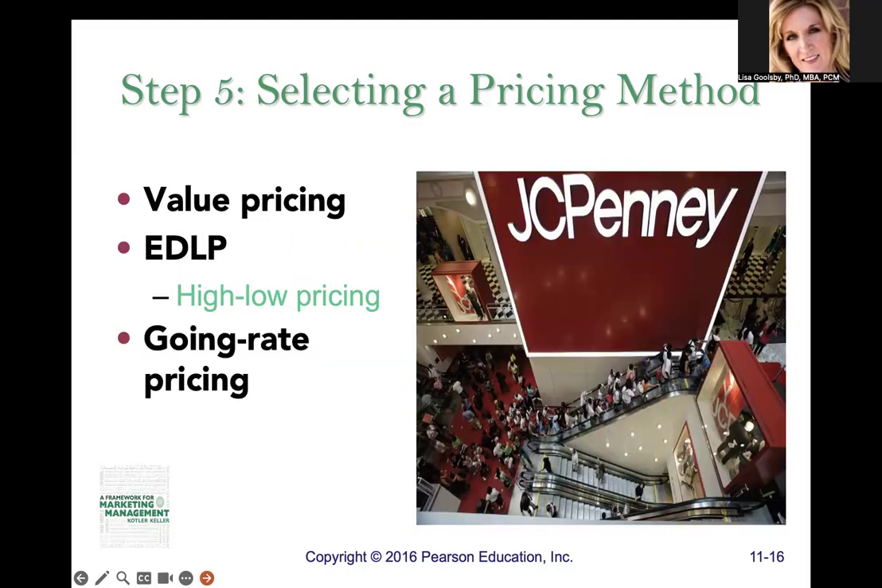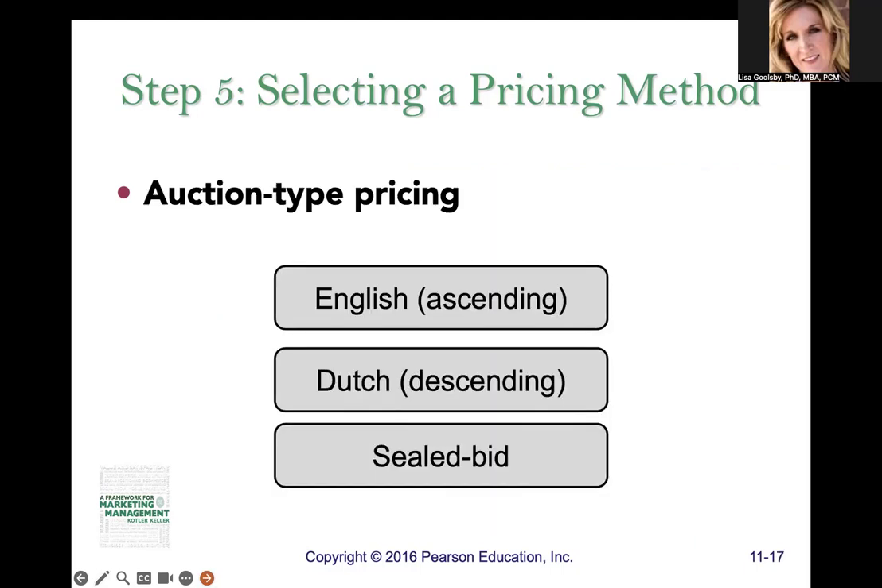Value pricing or high-low pricing and then going rate pricing are also strategies that companies might use. A lot of companies, Walmart, notorious for that value pricing, and then just going rate. Here's what everybody else is selling it for, so that's what we're going to sell it for as well. And you see that pretty much with like the price of fuel.